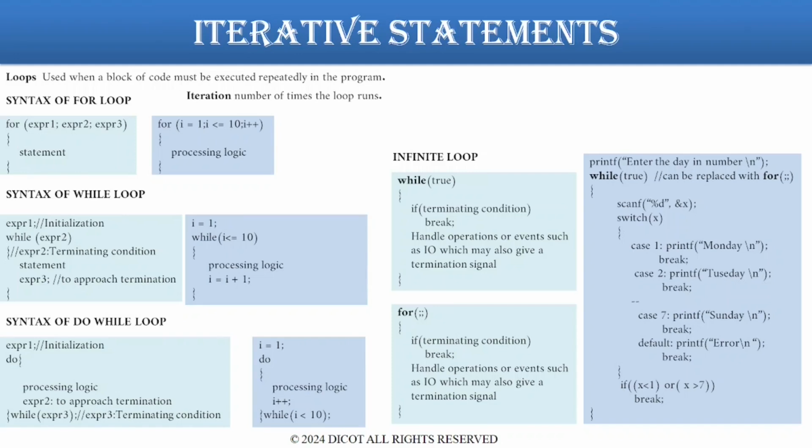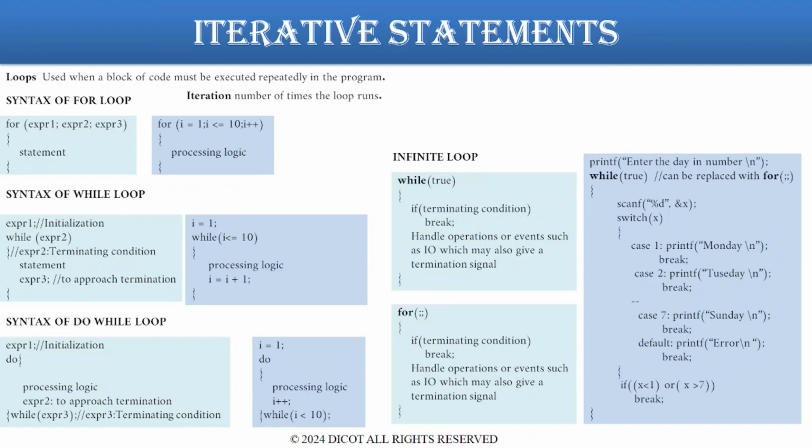What is the logic here to approach the termination? Actually, it is the out of range value from the input event using the scanf, which acts as a terminating signal. If you input a value which is not in the range of 1 to 7, the loop terminates. For example, if you give a value out of range, say 0, 8 or 9, that becomes a terminating condition and the loop terminates. Now, in this program, we can replace the while loop with a for loop and we will get the same results.